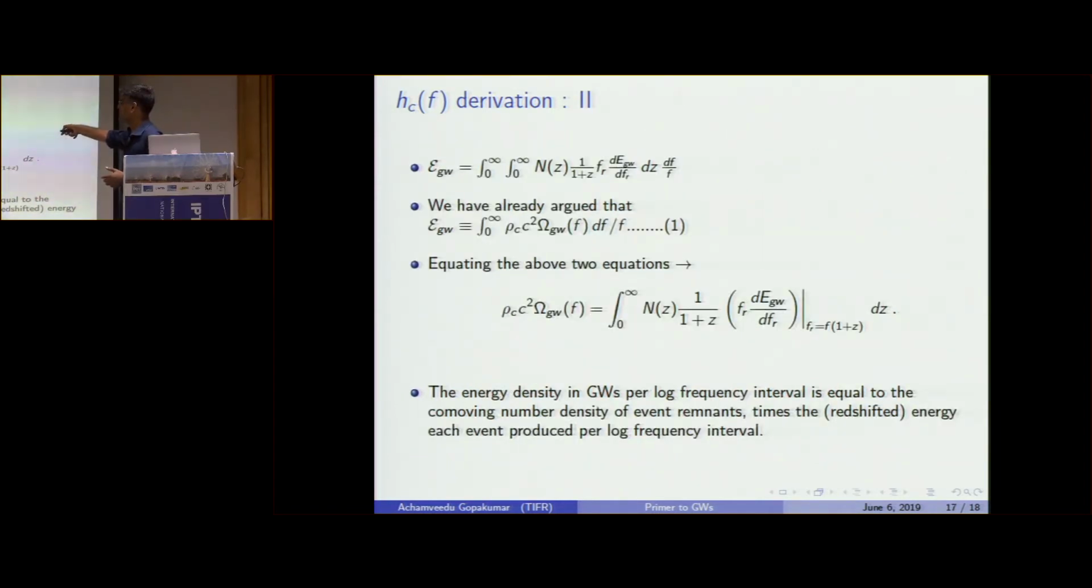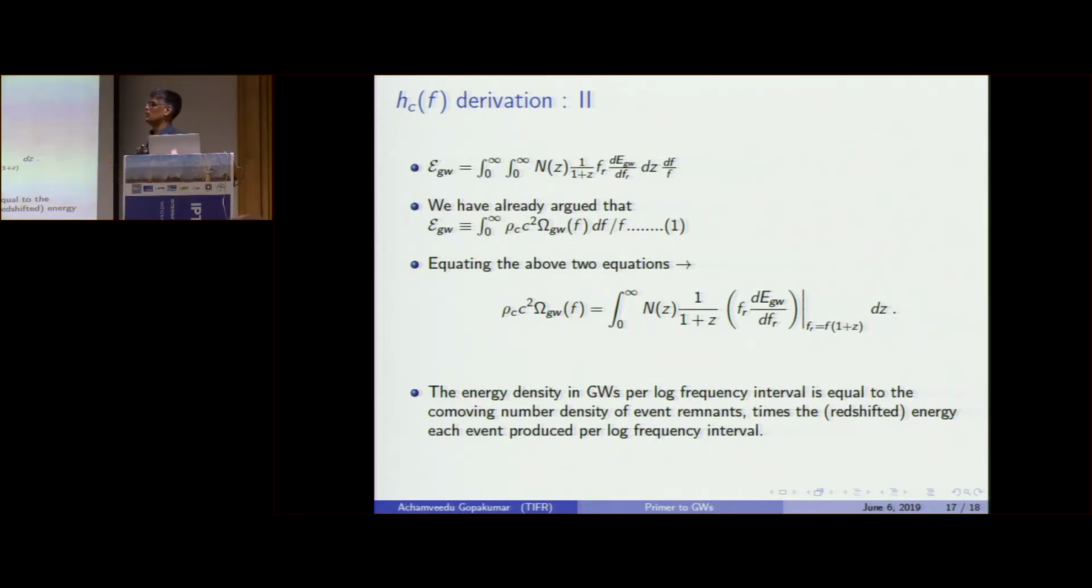Okay. So now, what do I get? I get then EGW to be this double integral. But we have already argued that this quantity should be identical to rho c squared omega GW. Again, logarithmic interval. I just equate these two expressions. I get this quantity. That's pretty much all I want. So the energy density per logarithmic frequency interval is essentially equal to the co-moving number density of the events times the redshifted, that's the one, energy per each event in the logarithmic frequency interval. Again, df by f is the logarithmic frequency interval. That's all. So I get an expression for that.